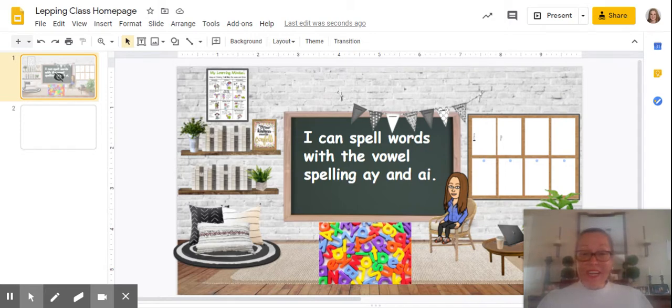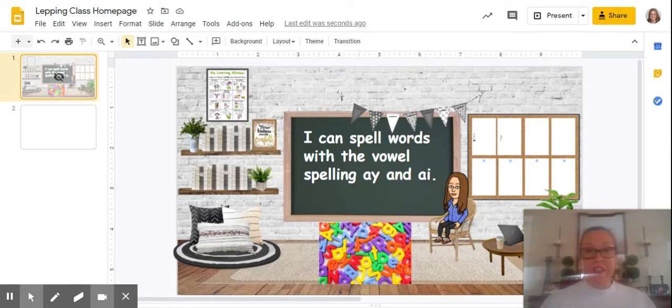Second graders, today our reading lesson is we're going to focus on some word work. We're going to look at some spelling patterns and really practice how we spell some words. You can see that I have a whole bunch of magnetic letters down on the carpet on this slide. Our learning target is: I can spell words with the vowel spelling AY and AI.